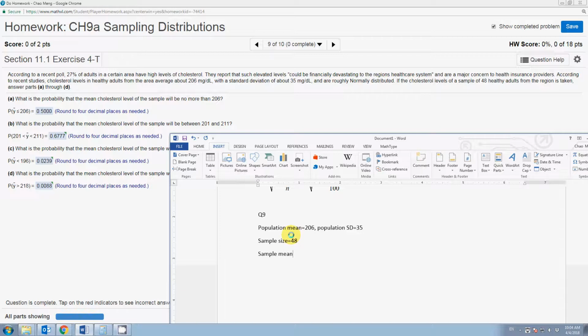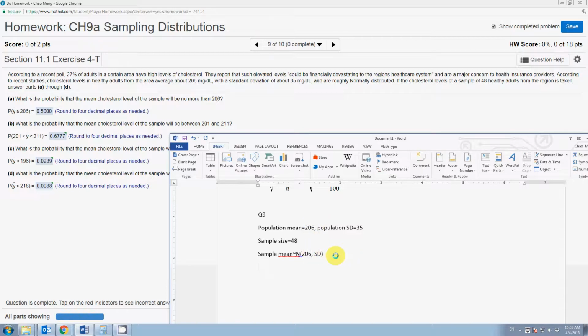We know the sample mean follows a normal distribution, and we know a normal distribution has two parameters. One is the mean, the other is the standard deviation. So based on what we learned in chapter 9, we know the mean. This mean is equal to the population mean. So that's going to be 206.